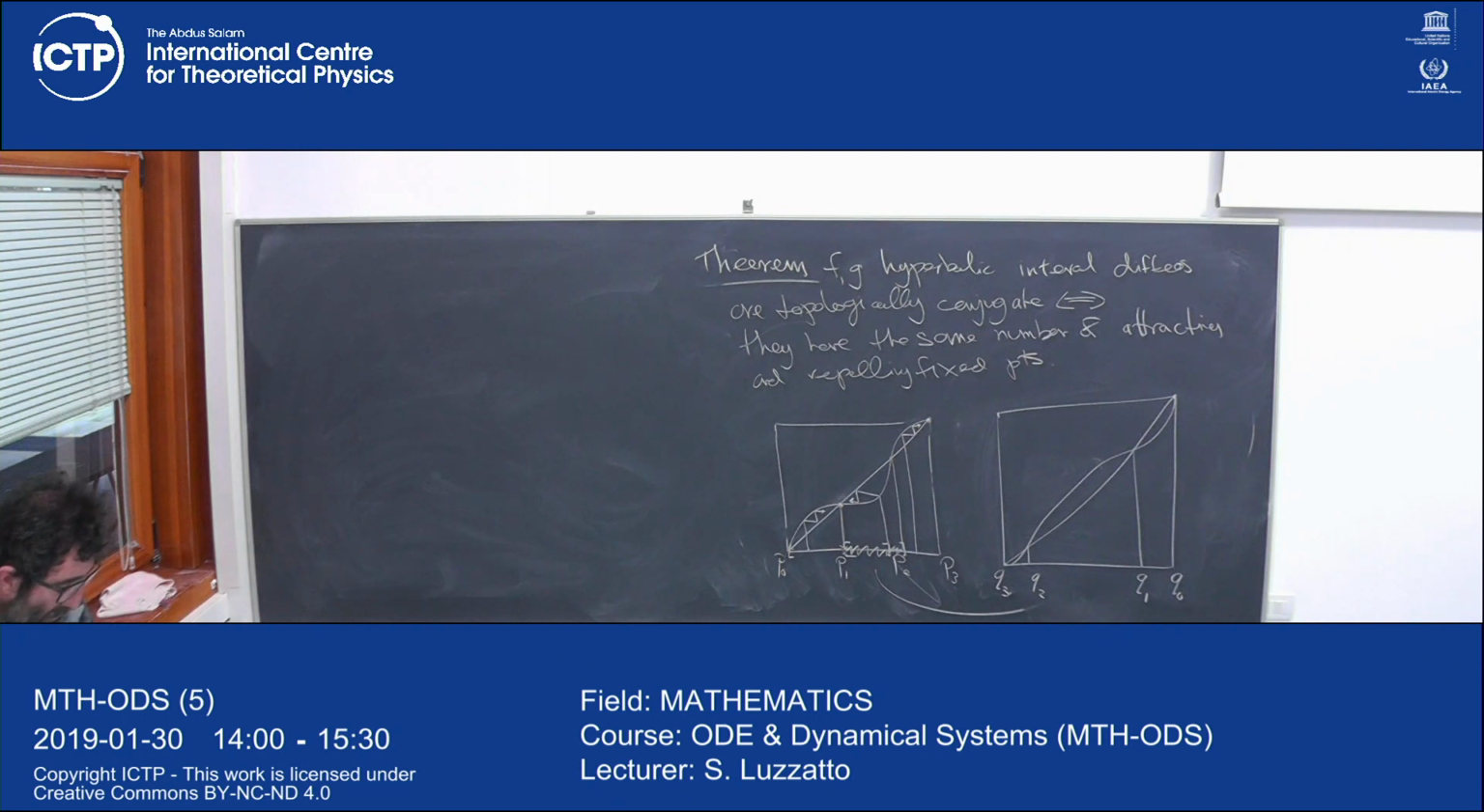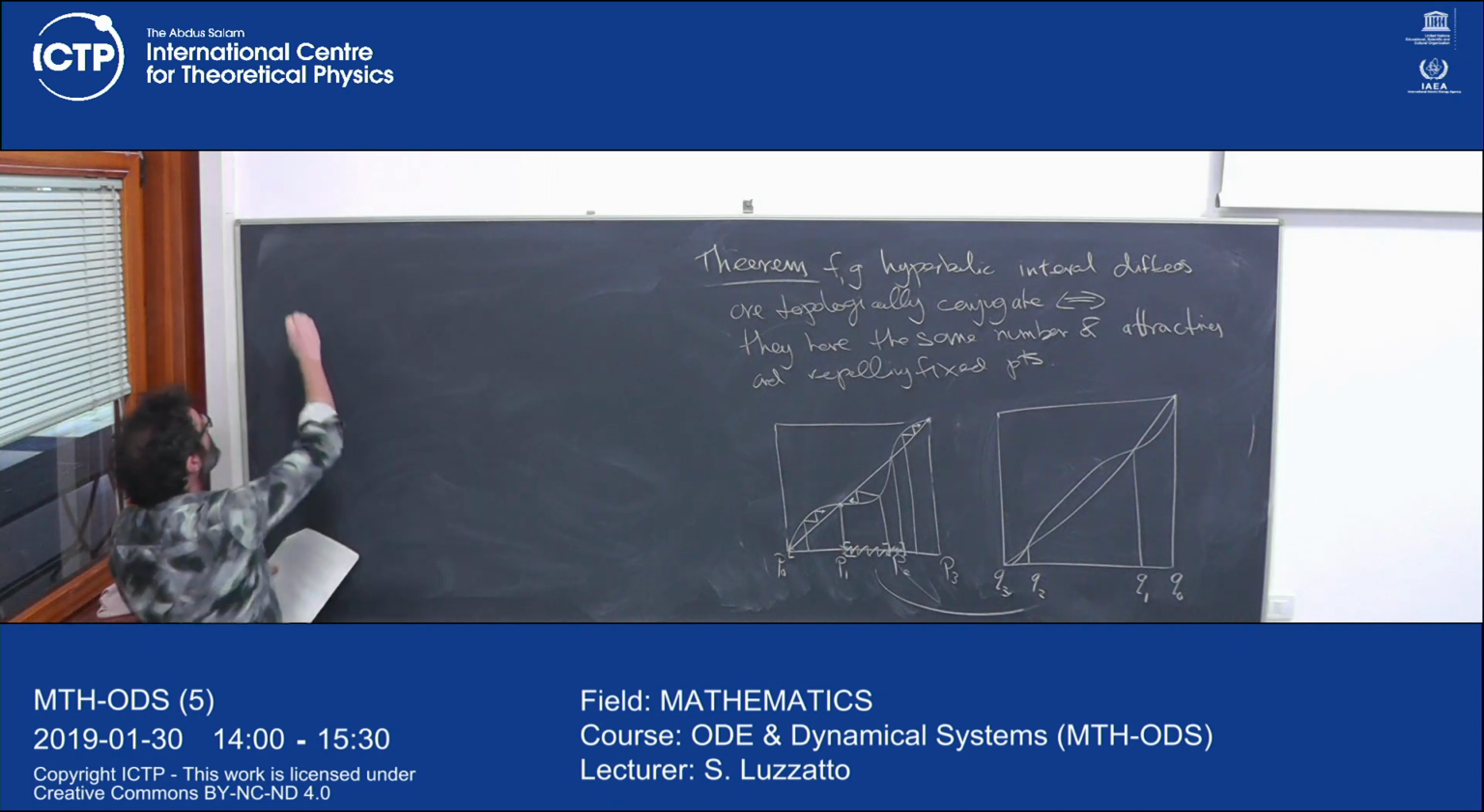So let me define a general notion, because when we talk about moving, we need to define what we mean by moving, or what we mean by two interval diffeomorphisms being nearby. What is a perturbation? What does it mean that two interval diffeomorphisms are close to each other? Okay. So there is a natural metric.